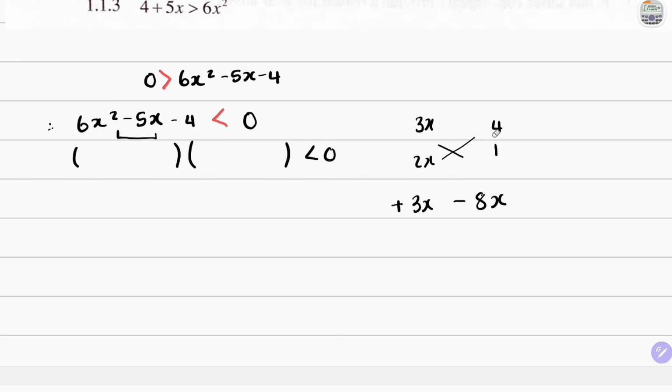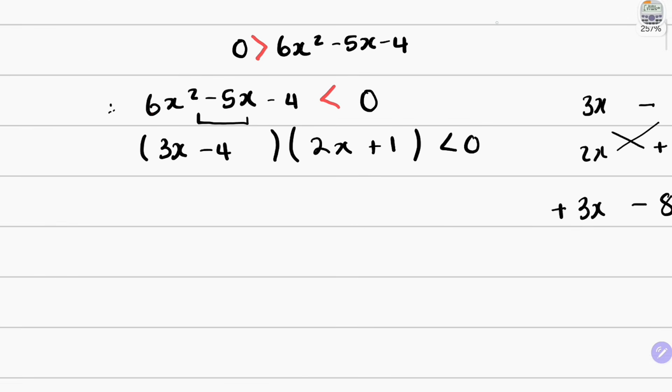So how we know which to give the negative to is, how did you get 8? We got 8 by saying 2x times 4. So that is minus 4, and this is positive 1. Okay, and there we go. 3x minus 8x indeed is negative 5x. So our factors are 3x minus 4 and 2x plus 1. And there we go. We've factorized this expression.